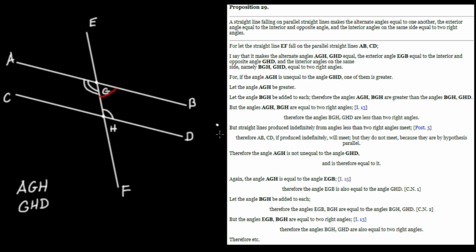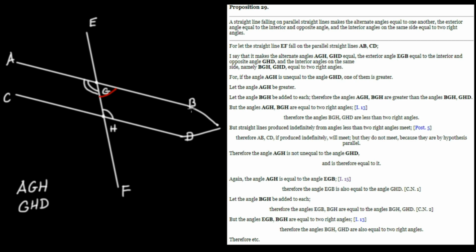They will intersect somewhere over here. That follows from postulate number 5. As he says, straight lines produced indefinitely from angles less than two right angles meet. Therefore, AB and CD, if produced indefinitely, that is to say, if they're extended over to the right, will meet. But they do not meet because they are, by hypothesis, parallel.